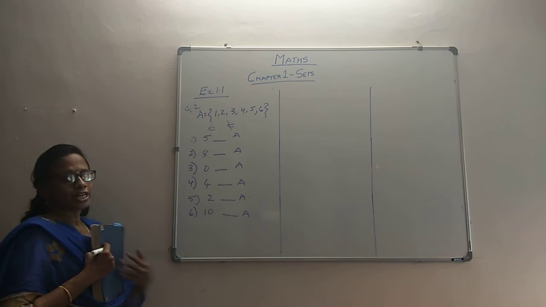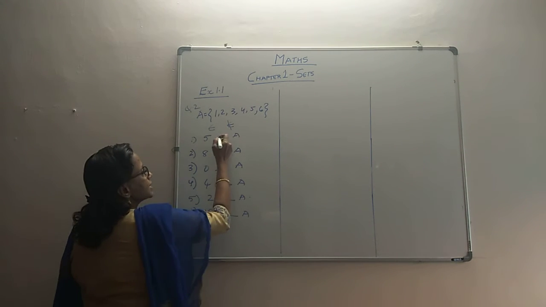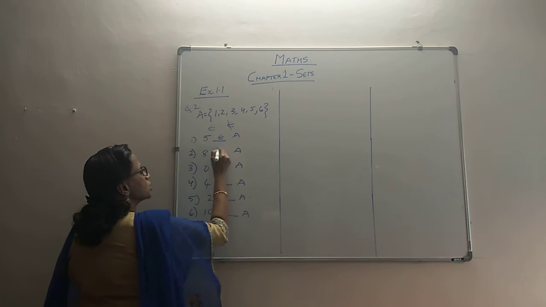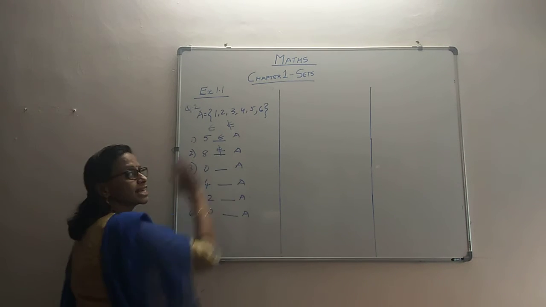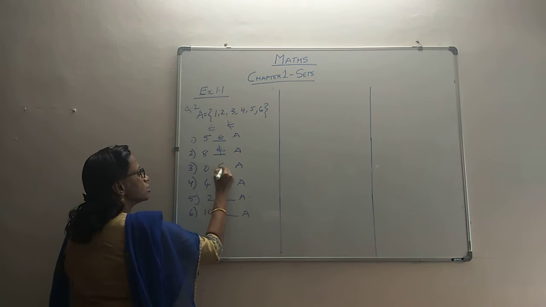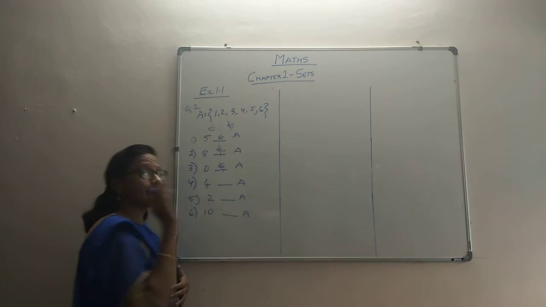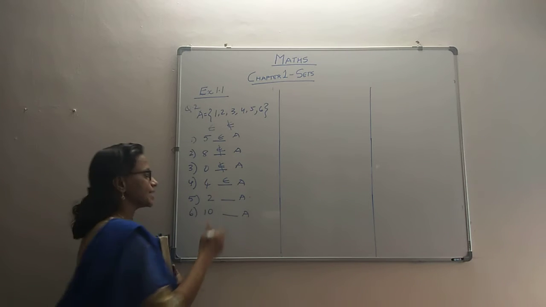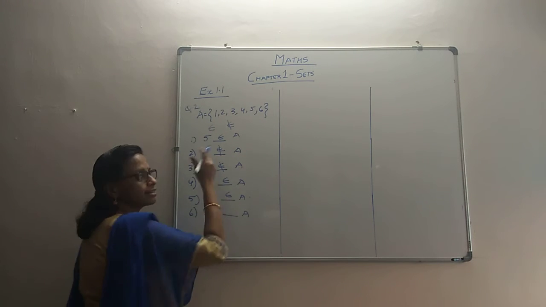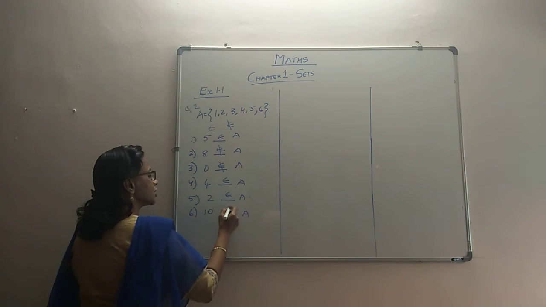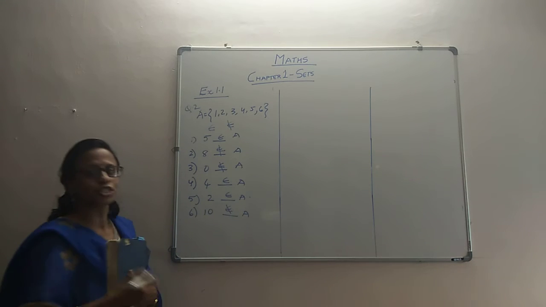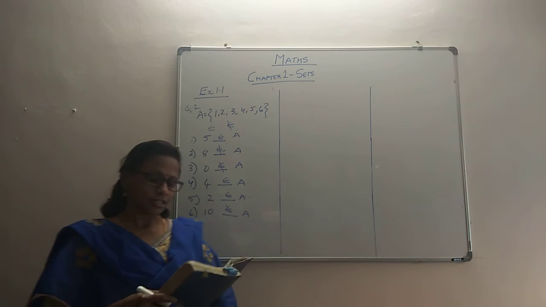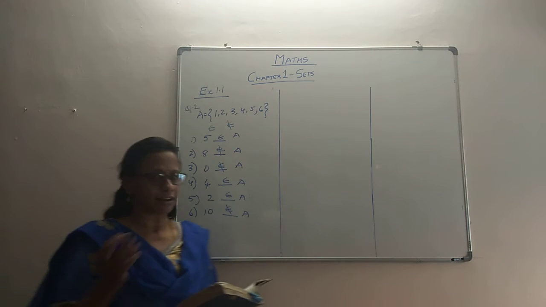5, whether it is belonging to the set, is very clear. 5 is there in the set, so it's belonging. Whether 8 is there, it's not there, so it doesn't belong. Whether 0 is there, it's not there, so it's not a member, so it doesn't belong. 4 is there, so it is belonging. 2 is there, so it's belonging. 10 is not a member of the set, so we write doesn't belong. So this is what they are asking us, whether it is belonging or not belonging. This is how we use the symbols belonging and not belonging.